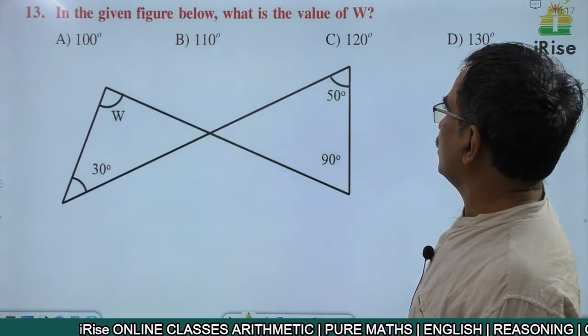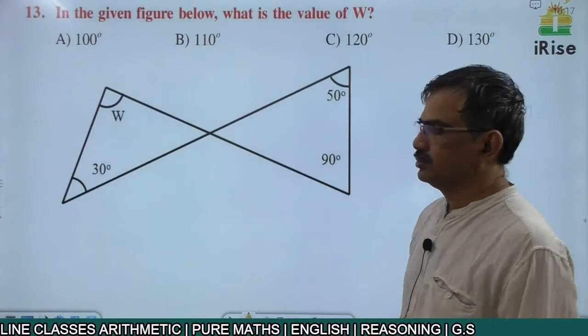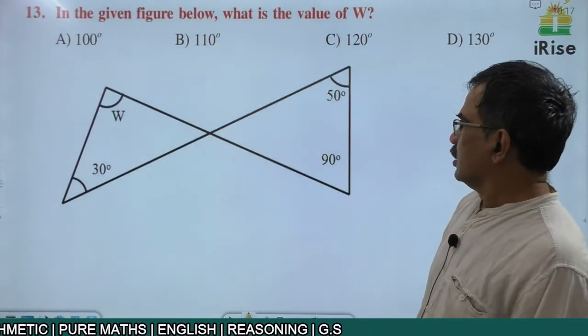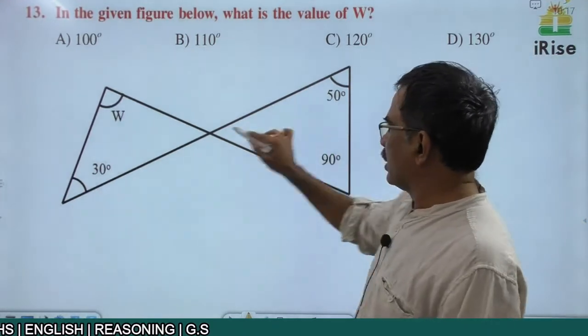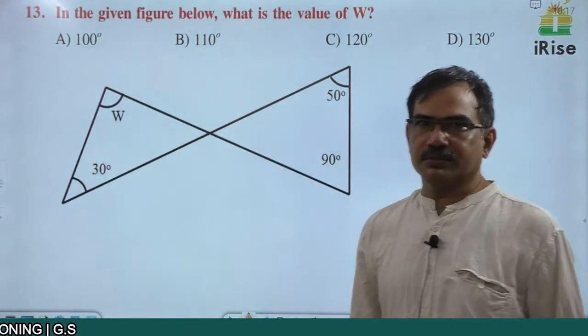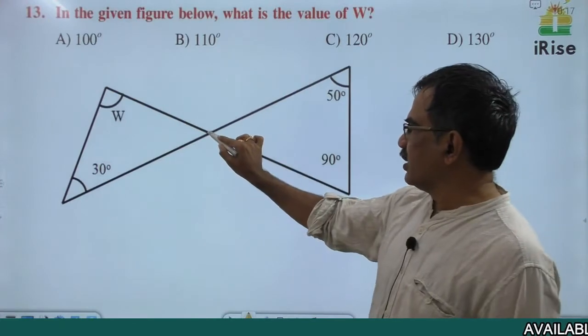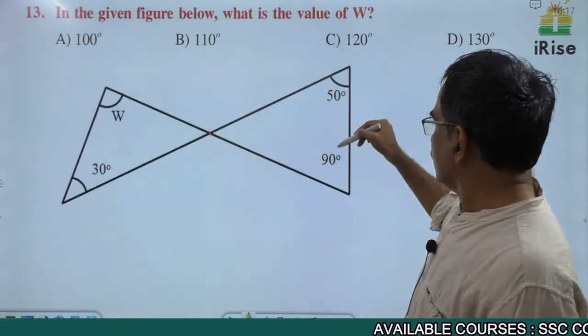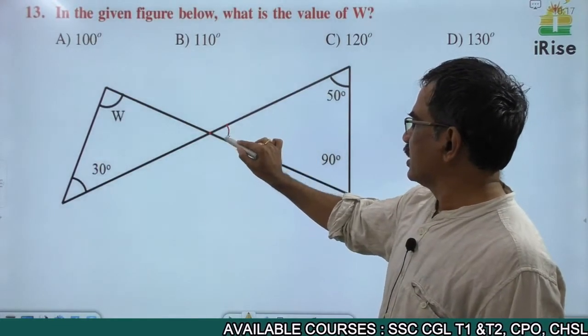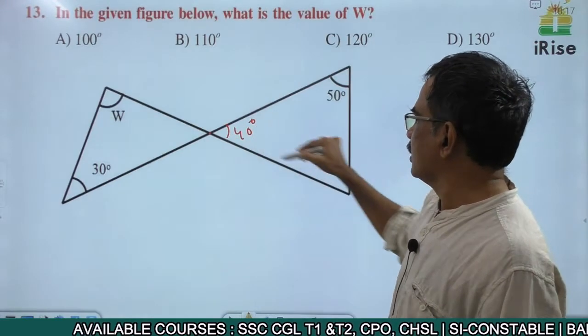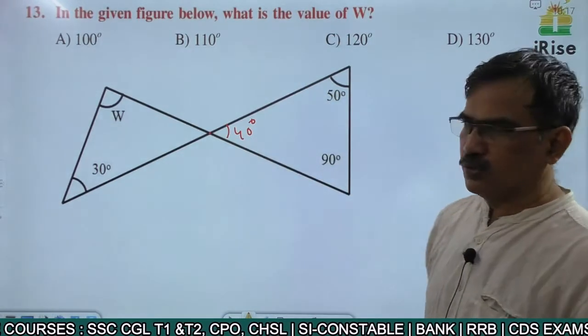In the given figure below, what is the value of W? Here we have two triangles. This is one triangle, this is the other triangle. And this is the point of intersection of these two lines. 90, 50, therefore this angle is 40 degrees because in a triangle the sum of three angles is equal to 180 degrees.